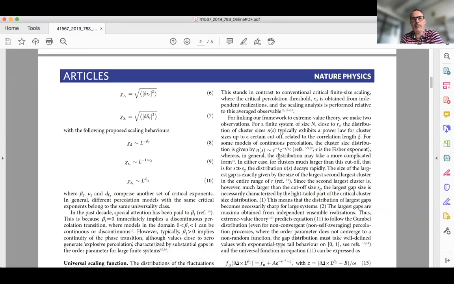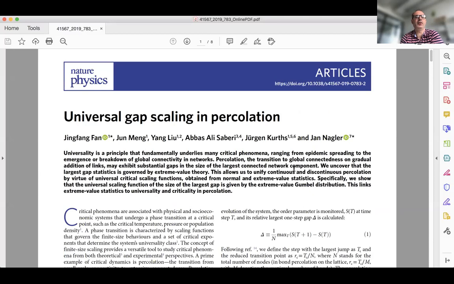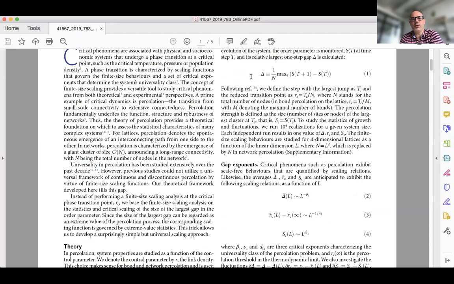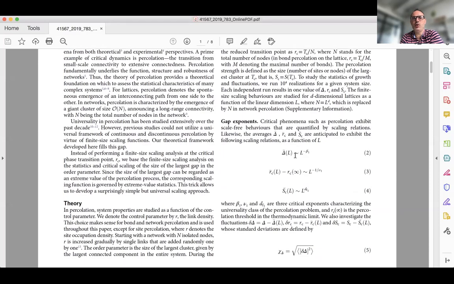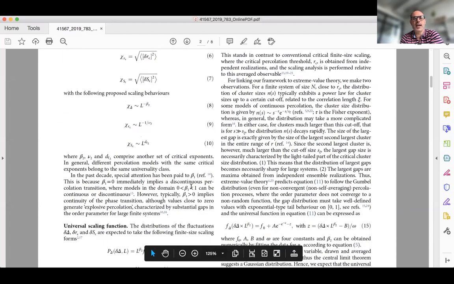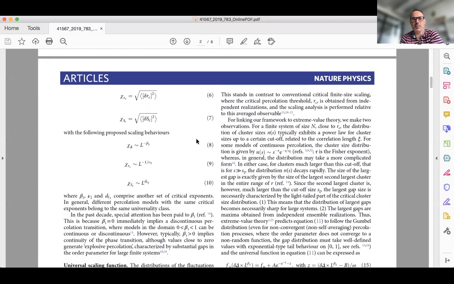Let me open that one here and share the screen. Now I go to our paper. Again, what paper is it? Universal gap scaling in percolation. Here you have the formula of how this gap is defined. Then you define some new exponents, this gap exponent, just by finite size scaling, nothing dramatic with respect to the fluctuations. These are all standard ansatz. This is nothing out of the box.